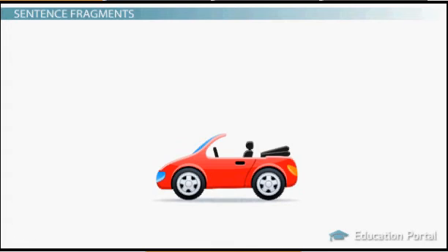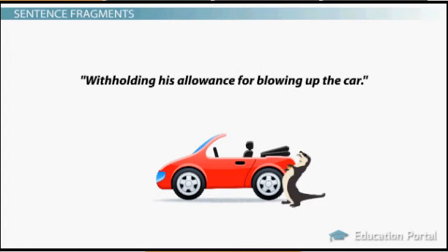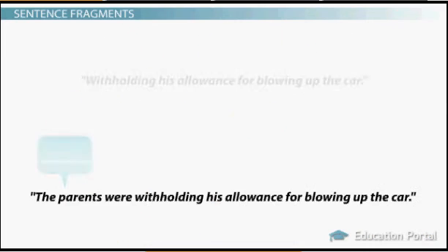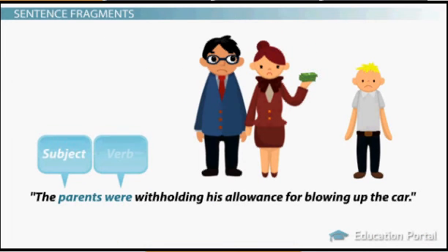Here's an example of a fragment missing its subject. Withholding his allowance for blowing up the car. To correct it, we need to explain who is withholding what. The parents were withholding his allowance for blowing up the car would be one example, because you've added both the subject, parents, and verb, were, to make the sentence complete.